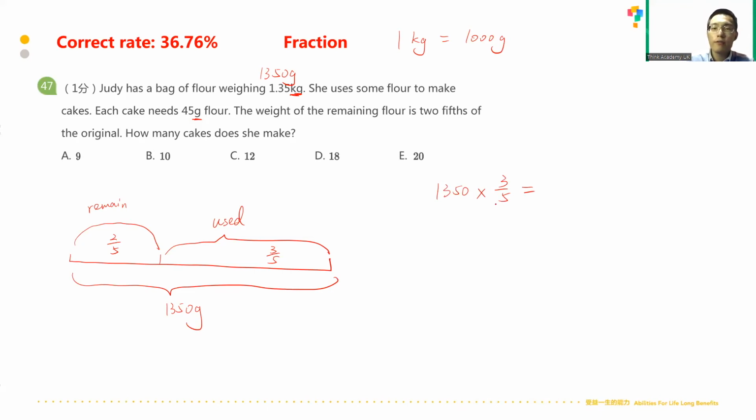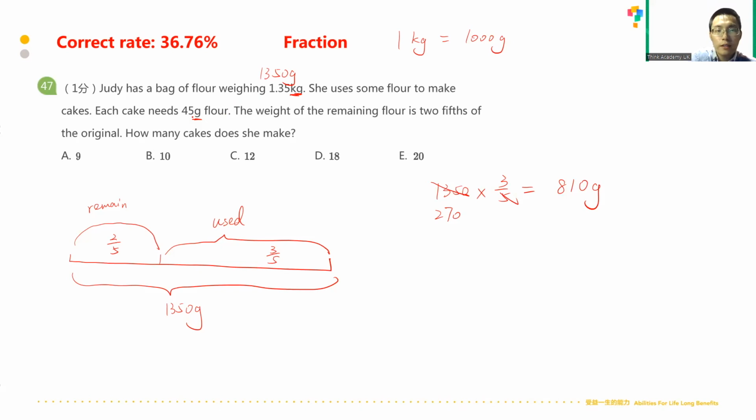1,350 is a multiple of 5. It is actually 270 times 5. So the 5s cancel out, leaving 270 times 3. That will be 810 grams. And 810 grams is the weight of flour we used.